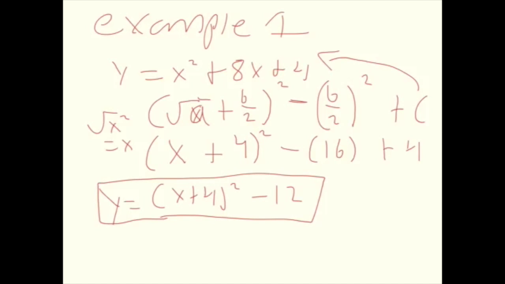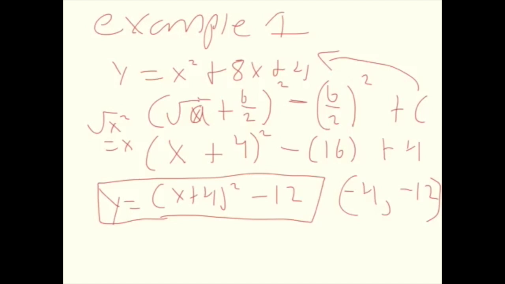But we're not done yet. This helps you find your vertex. So in this case, your vertex would be -4 as the x value right here, because -4 plus 4 equals 0, and then -12 is the y value. So that is your point. But we haven't solved for the zeros yet.